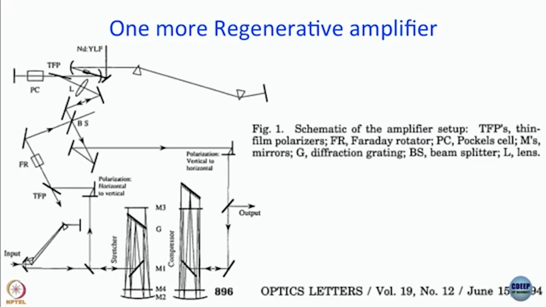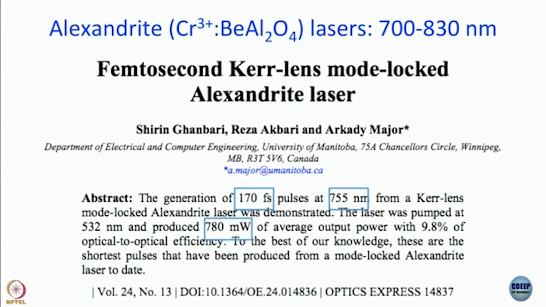Okay. Now, let us move to another kind of system. All this time we have been talking about titanium sapphire and titanium sapphire alone. So, you might have gotten the idea that there is nothing in the world other than Ti-sapphire with which ultrafast lasers are made. That is not the case. Another material that is used is called alexandrite. Alexandrite is chromium doped BeAl2O4. The range of tunability, range of emission is 700 to 830 nanometer.